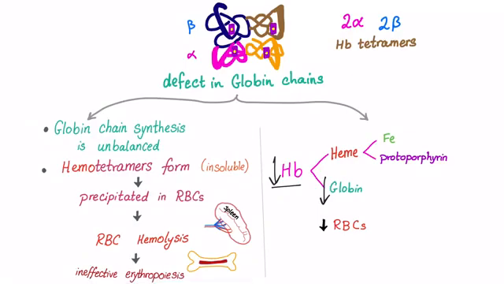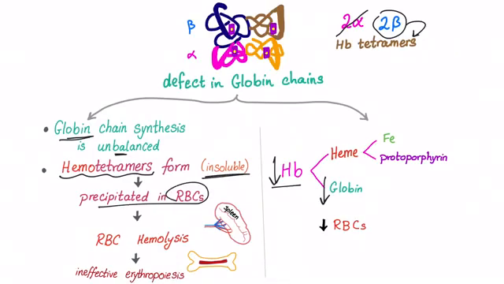What else? When globin chain synthesis is unbalanced, hemotetramers form. So, for example, when alpha is not present, beta will form tetramers. They are insoluble. They will precipitate in RBCs. The spleen macrophages will recognize that and will cause hemolysis, will destroy these abnormal RBCs. This will lead to ineffective erythropoiesis.